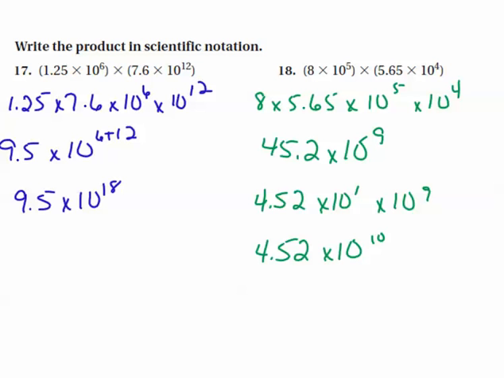So to summarize, we'll regroup our coefficients together and our powers of 10 together, do the multiplication on the coefficients. We need our coefficient to be between 1 and 10, so we may have to do an adjustment, and then we can simplify the powers of 10 one more time in order to have a solution that is in scientific notation.